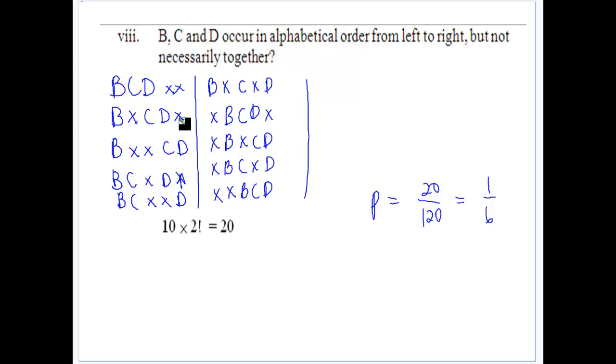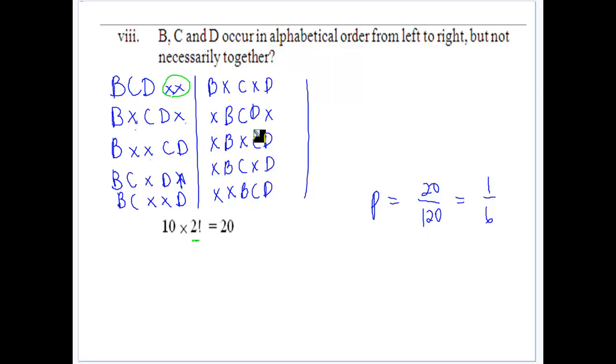And you can see how we can get 10 different ways of arranging B, C, D such that they're in alphabetical order but not necessarily together. So only two can be together at any one particular time. What we got in that situation is that every time, the other two elements can be anywhere, and they can be arranged 2 factorial ways. So 10 times 2 factorial gives 20 ways altogether.